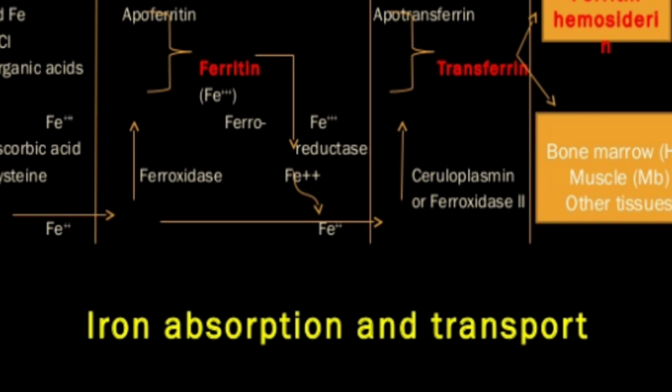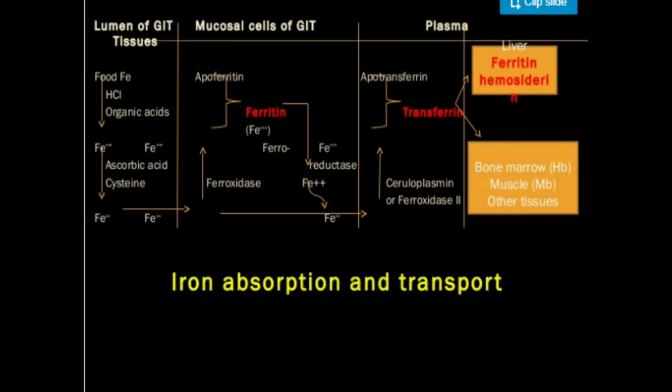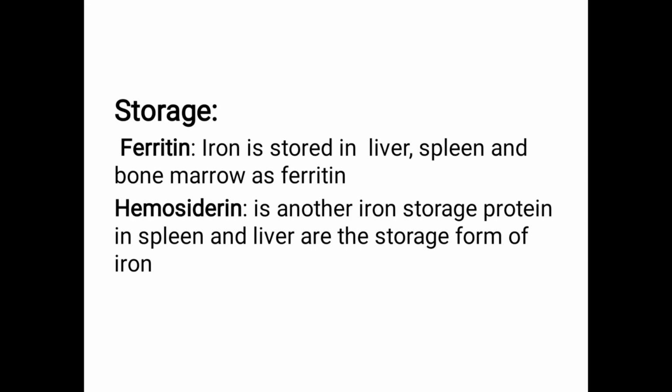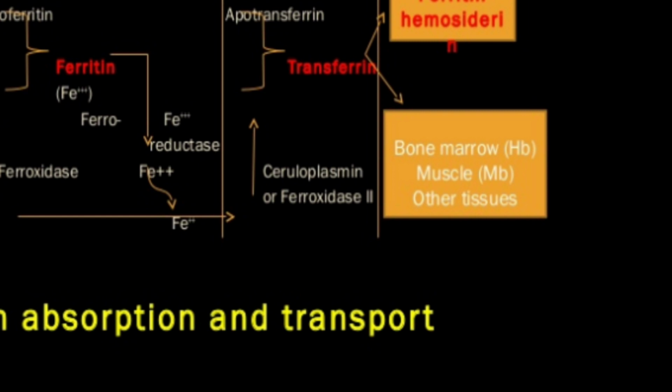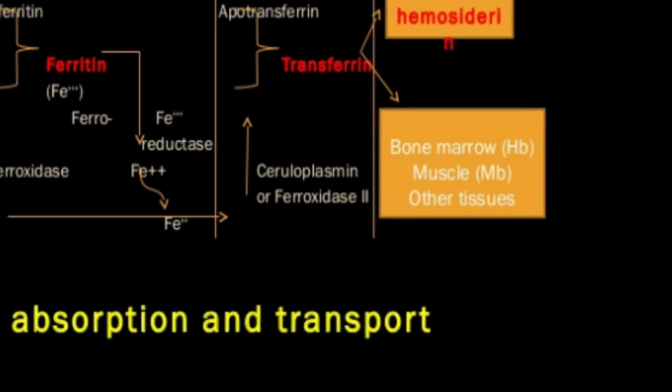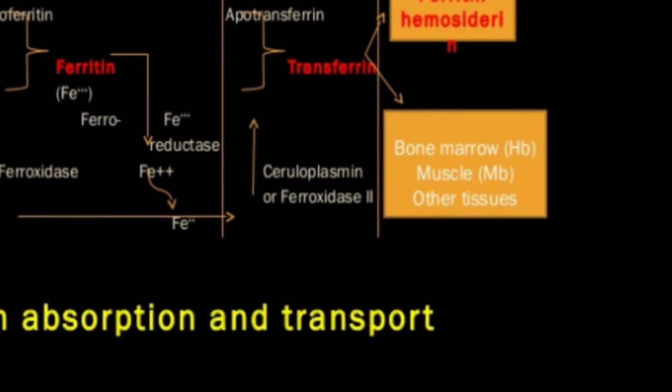So how is iron stored now? Iron is stored in the liver, spleen and bone marrow as ferritin. Hemosiderin is another storage form of iron. So in bone marrow, muscle, myoglobin and other tissues, iron is stored.